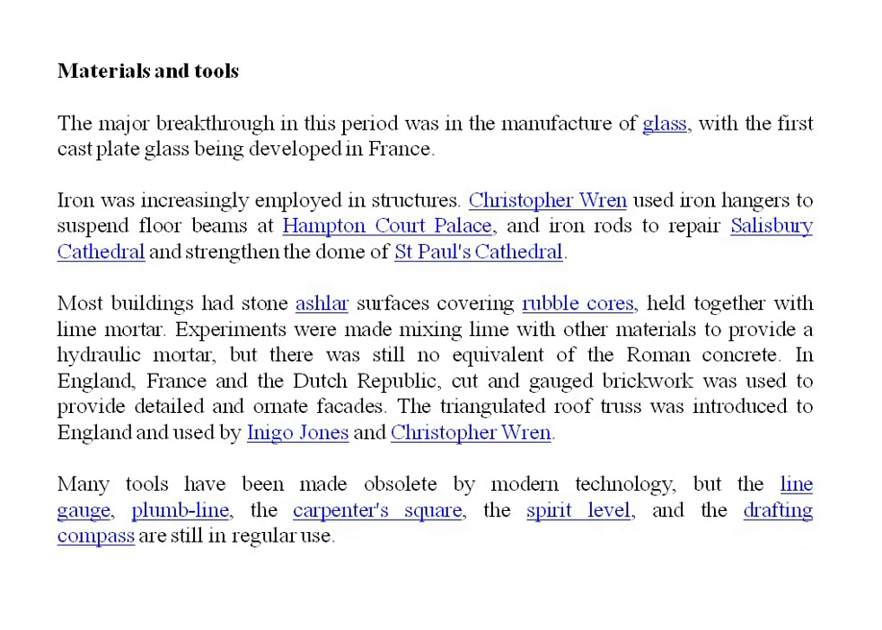Many tools have been made obsolete by modern technology, but the line, gauge, plumb line, the carpenter's square, the spirit level, and the drafting compass are still in regular use.